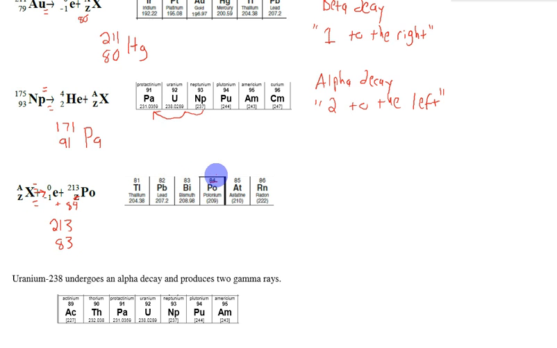So, like we predicted, with beta decay, we'll go the other way. We started with this. You would have gone 1 to the right. So, if I was at bismuth, I would have ended up at polonium, and we see that's what we did start with, bismuth-213.